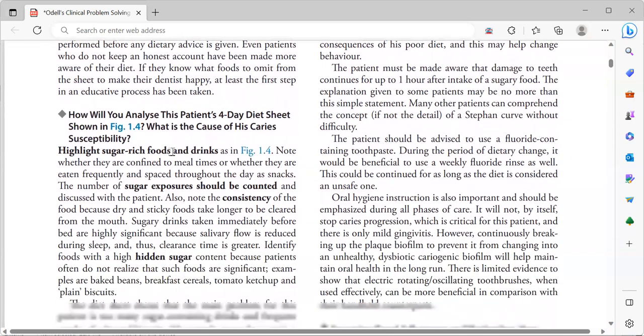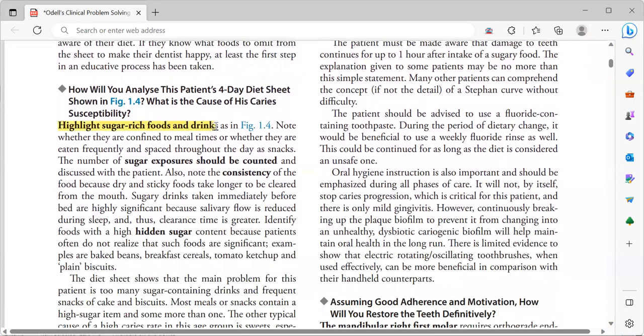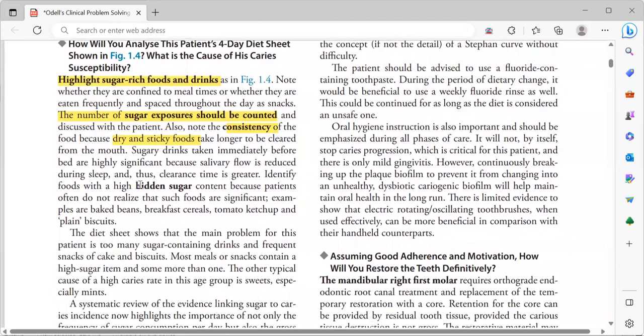So, how would you analyze it? We will highlight sugar rich foods and drinks. We would check the number, meaning the frequency of sugar exposure, and the consistency. If the food is dry and sticky, it would take longer to go away. We would also try to find the hidden sugar, which is a very important part. Sometimes we do not know that a product does contain some sugar in it, for example baked beans, breakfast cereals, ketchups, or plain biscuits, because there is hidden sugar in them.